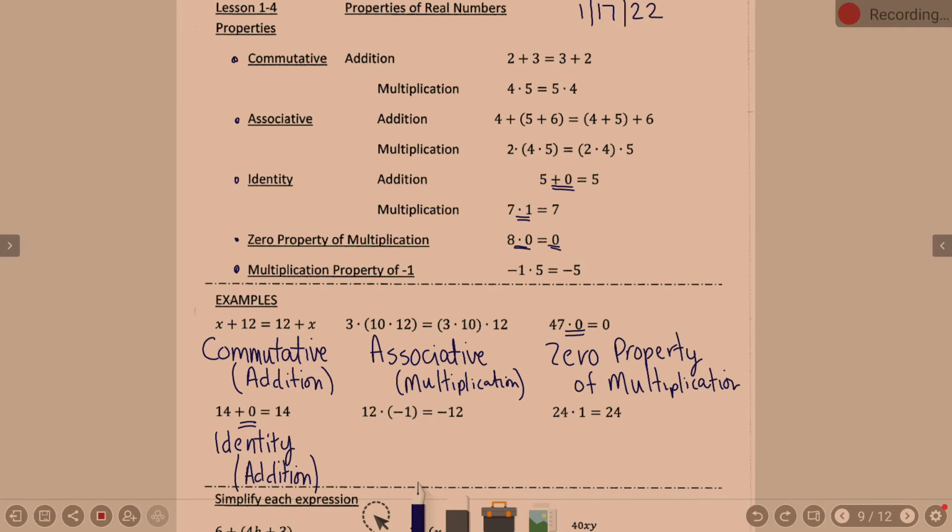Okay. I'm going to give this next one to Jacob. 12 times -1 equals -12. Does that make sense? Multiplication property of -1. We're multiplying by -1. Multiplication property of -1 is doing just that. So multiplication property of -1. And I am not writing very neat. I just realized. Sorry about that. You can read it though, yes? Yeah. It's just not very neat.